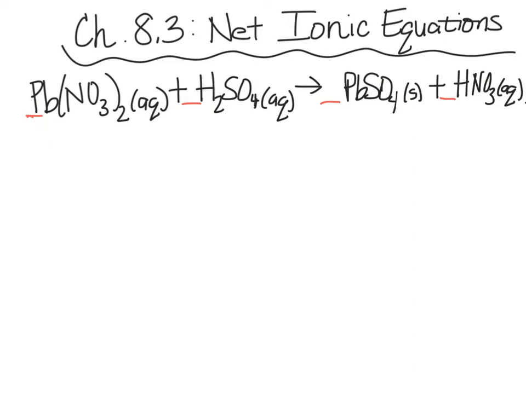So we have one lead here, one lead there. Okay, so the leads are balanced. We got 2 nitrates on this side and only 1 on that side. So what do we have to put in the front to make that one 2? We just put a 2 in the front. But notice when we put that 2 in the front, it also changes the H's to 2. So we look on the other side and it's already balanced. There are already 2 H's on that side, so that's good. 1 sulfate, 1 sulfate. So that's it. We only needed a 2 in front of the nitric acid to balance it out.